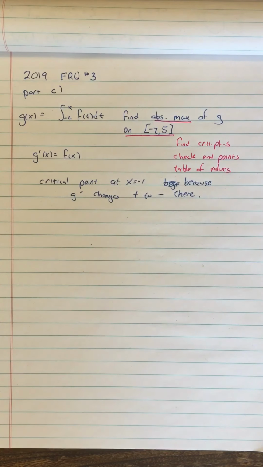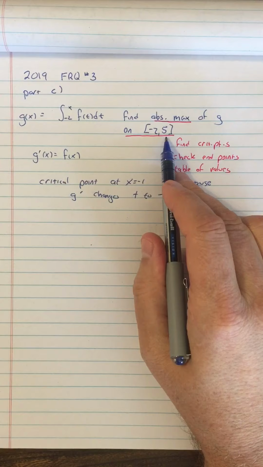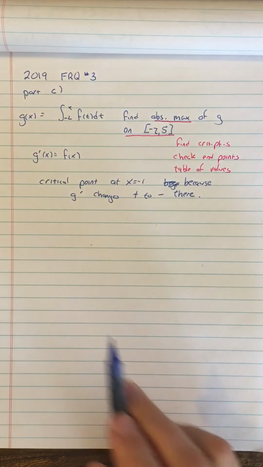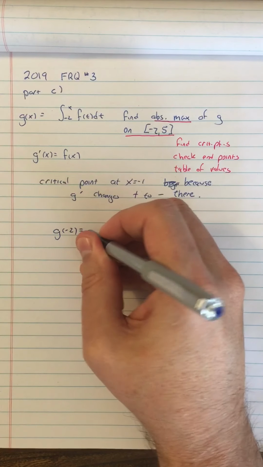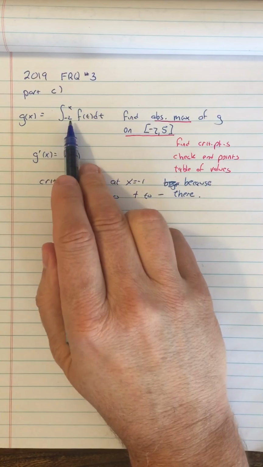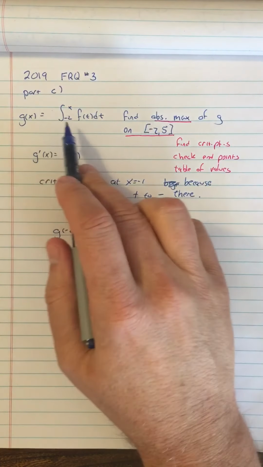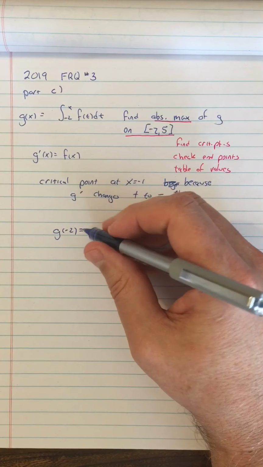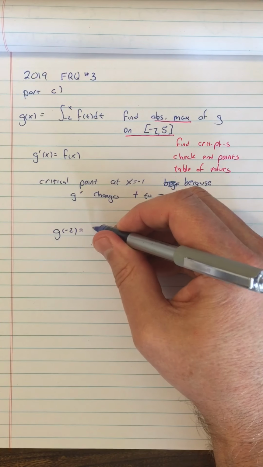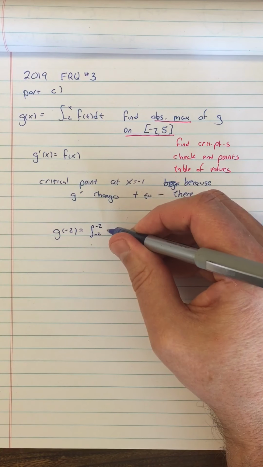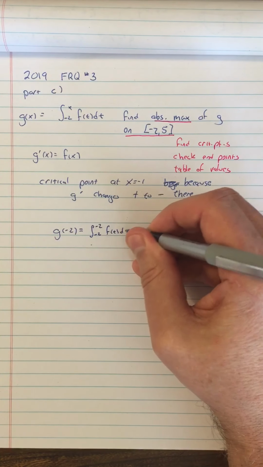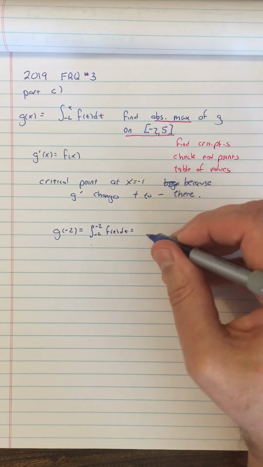All right, now I need to look at all the values for my endpoints, -2 and 5, and for my critical point. So let's start by looking at g of -2. That's the easy one to do, because if we go back to the original definition, g is the integral from -2 to x of f of t dt. So g of -2 is equal to the integral from -2 to -2 of f of t dt, which is equal to 0.